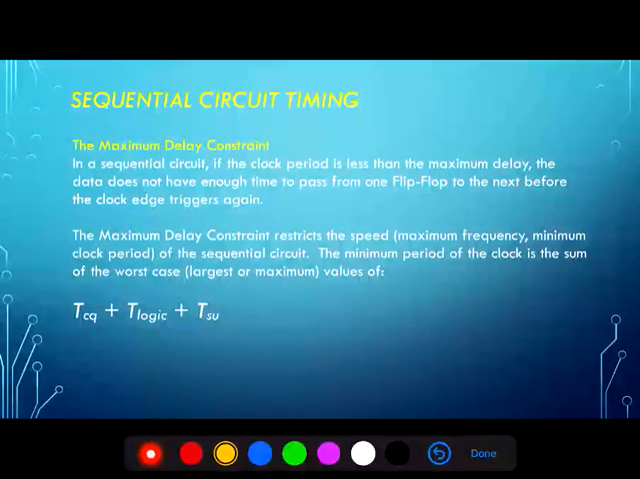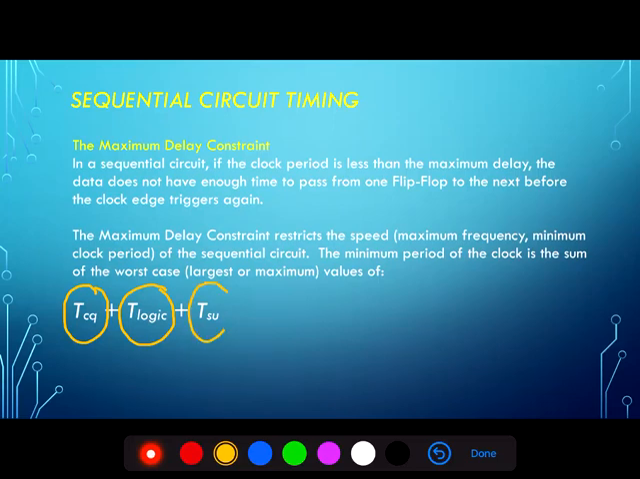The minimum period of the clock is given as the sum, worst case, or the largest values, of the propagation delay of a flip-flop plus the maximum delay that can be incurred in the logic in between flip-flops, and the setup time required to stabilize the input to a flip-flop before the clock can trigger.